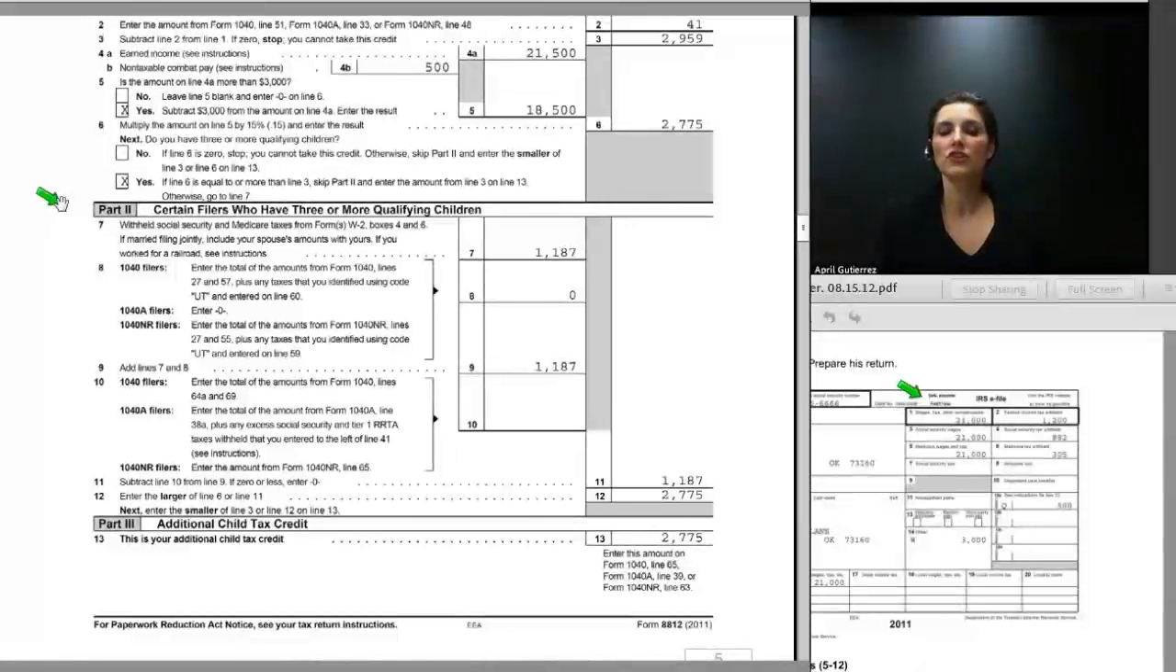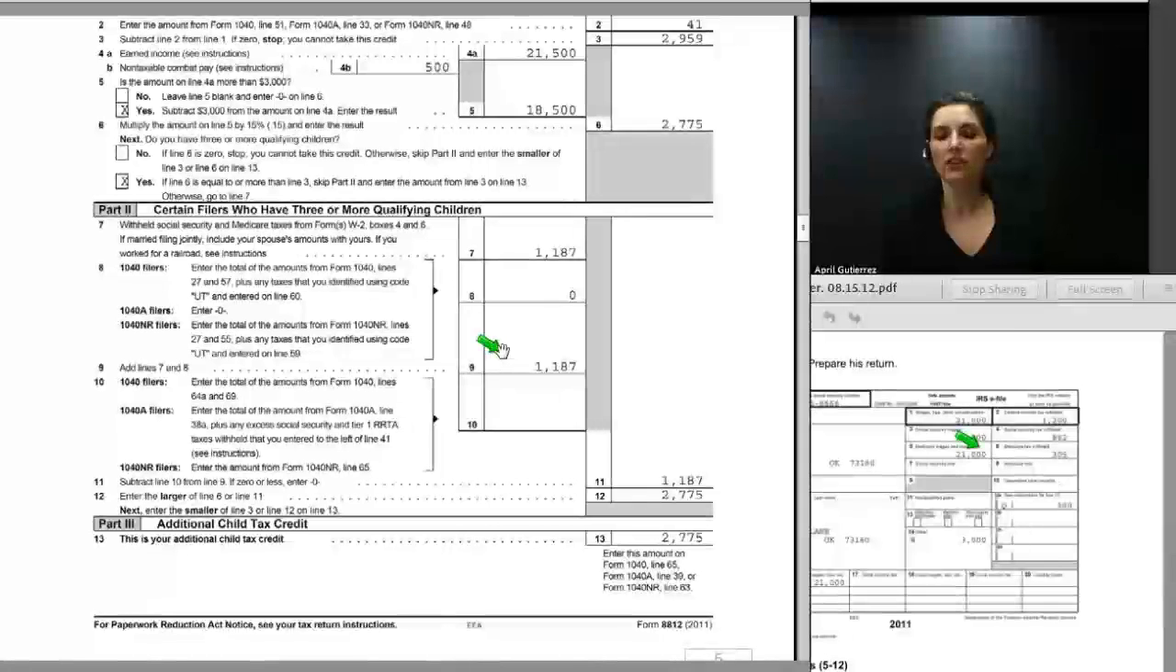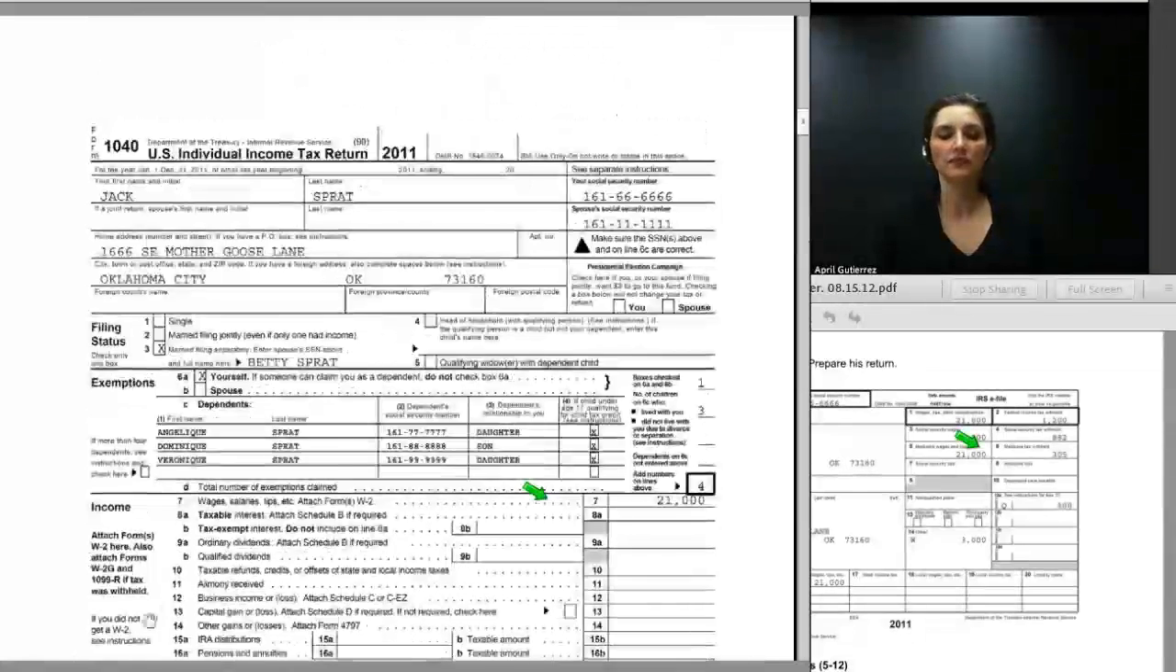When a filer has 2 or more qualifying children, they can look to get a refund of their Social Security and Medicare tax withholding. And if we look at the amount in Box 4 and add to that the amount in Box 6, we get $1,187. And Jack can claim the greater of line 6 or line 9. And in this case, the greater number is line 6 at $2,775. So ultimately, Jack will claim an additional child tax credit of $2,775.